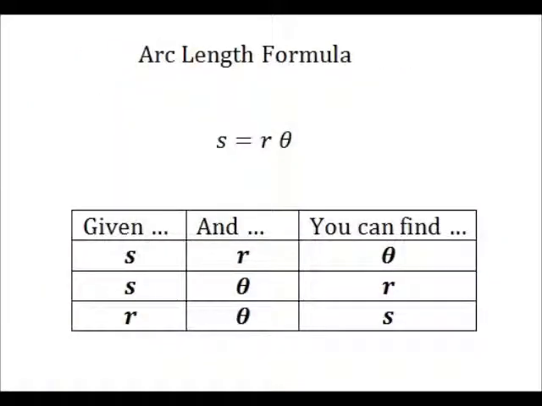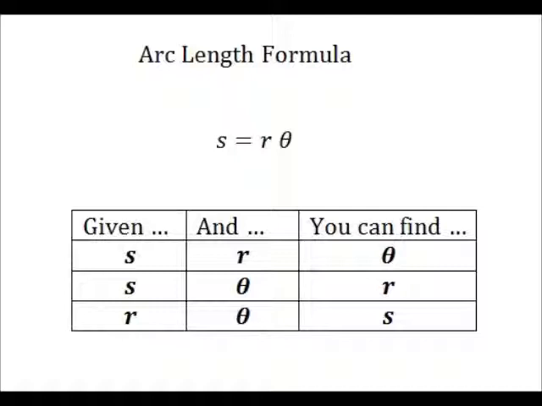Now let's talk about arc length. The arc length formula is on the screen now, where s is the arc length, r is the radius of the circle, and theta is the angle measure in radians. This is important. When using the arc length formula, the angle measure must be in radians, not in degrees or in any other measure. If you're given the angle in any measure except radians, you have to convert it before using the formula. If you are given any two of the 3 variables, you can solve for the final variable.